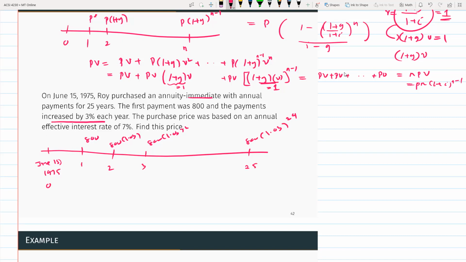The purchase price is based on an annual effective rate of 7%. So you have discounting using 7%. The payment increases by 3%, but the discounting rate is 7%. So your V is basically 1.07 to the negative 1. This is an annuity immediate, so we use that formula. The payment size is 800. The beginning one is 800. So the price, meaning what's the present value.